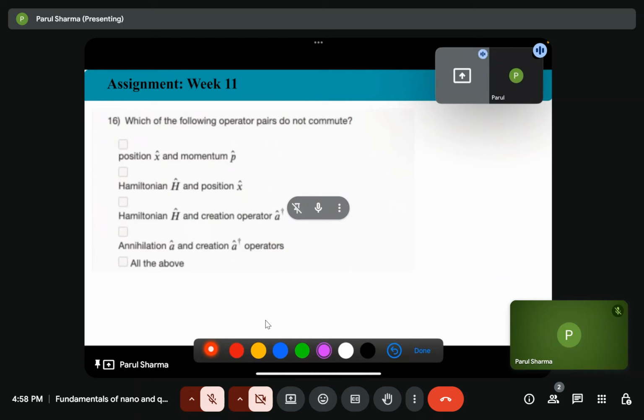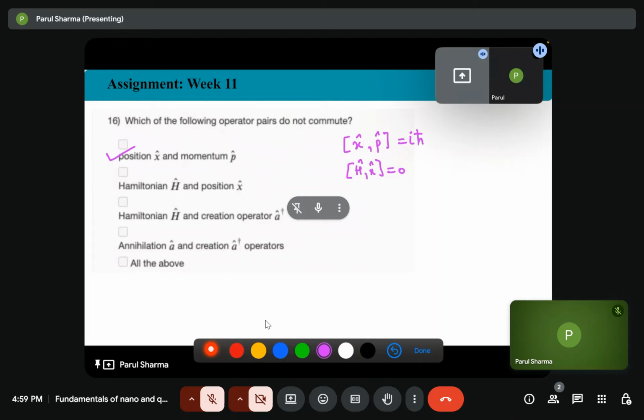The last question is which of the following pairs of operators do not commute? Position x and p. So we saw that the commutator of x and p is iota h cross. It's not equal to 0. So that's why x and p don't commute. Then H and x gives us 0, so that's why it's commute.